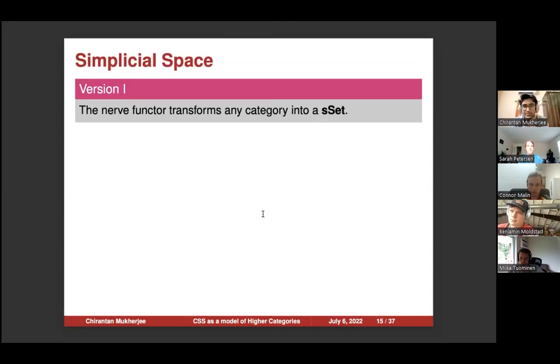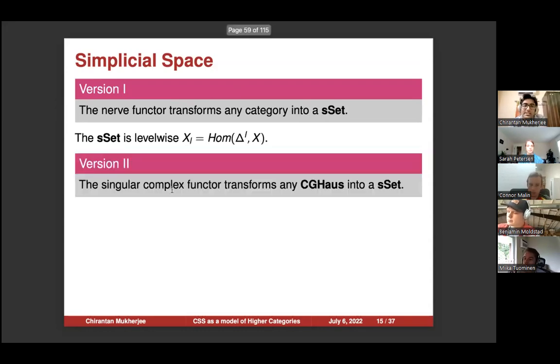So let's observe what we have seen so far. Using a nerve functor, we can transform every category into a simplicial set, which is defined level-wise as X_L is Hom of Δ^L comma X. And using the singular complex functor, we can transform every compactly generated Hausdorff space into a simplicial set, which is defined as X_n is Hom of F_n comma X.